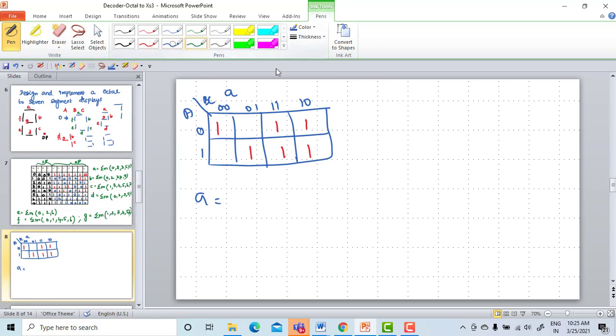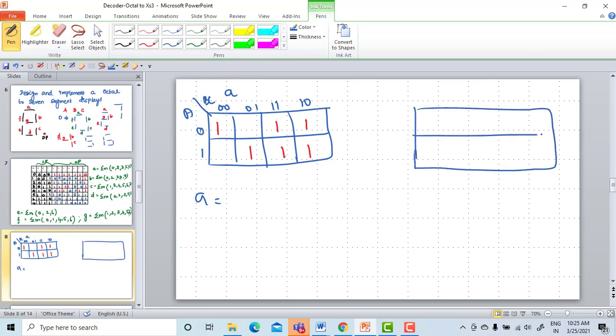And whereas the next segment B, with A 0, 1 and B, C 0, 0, 0, 1, 1, 1, 1, 0. For B it is 0, 2, 3, 4 and 7.